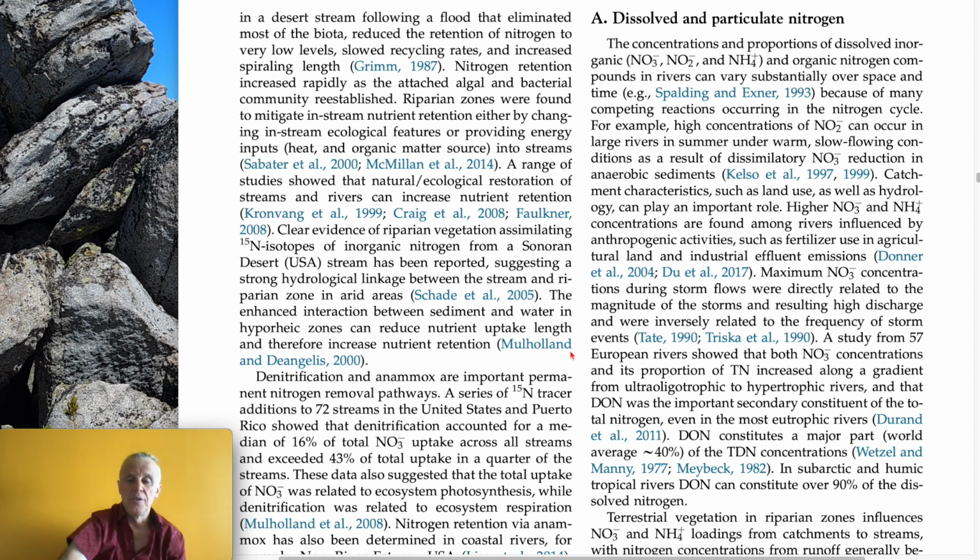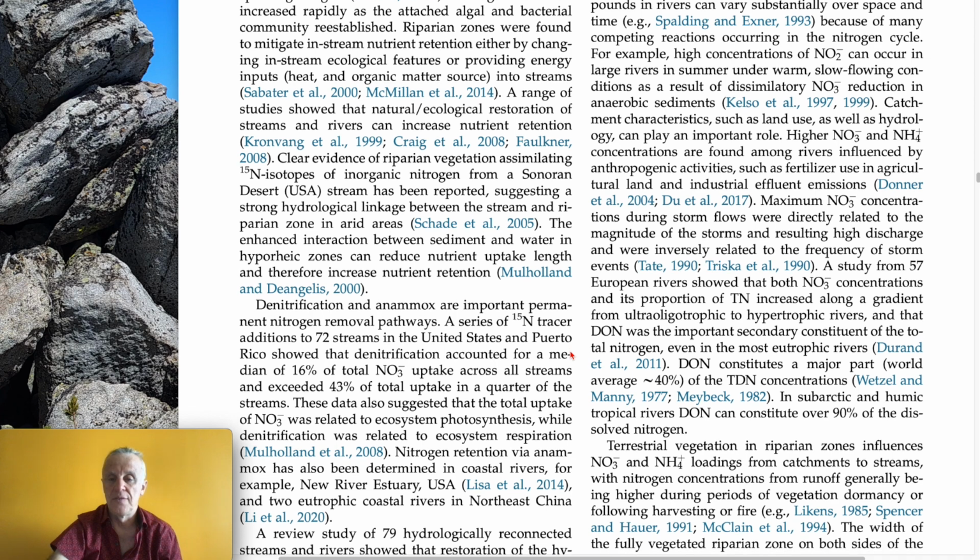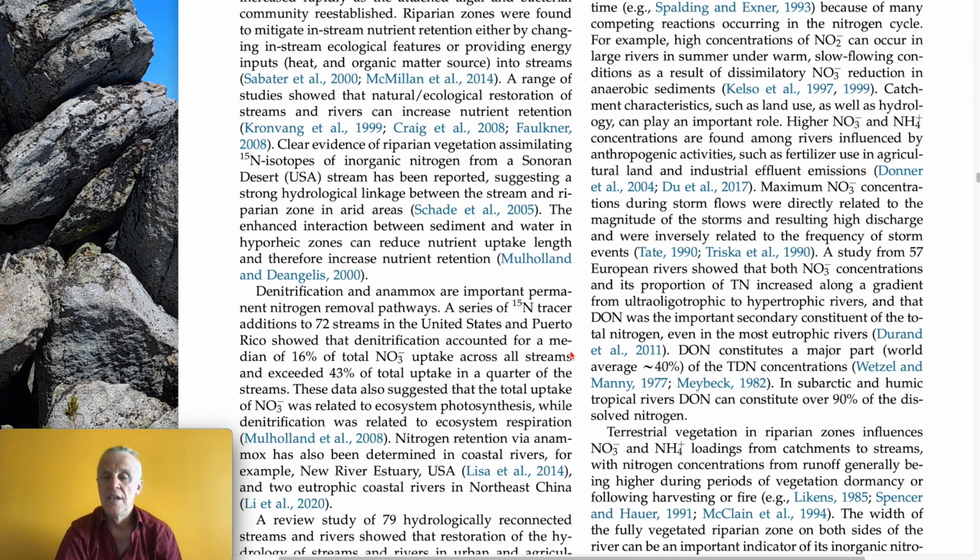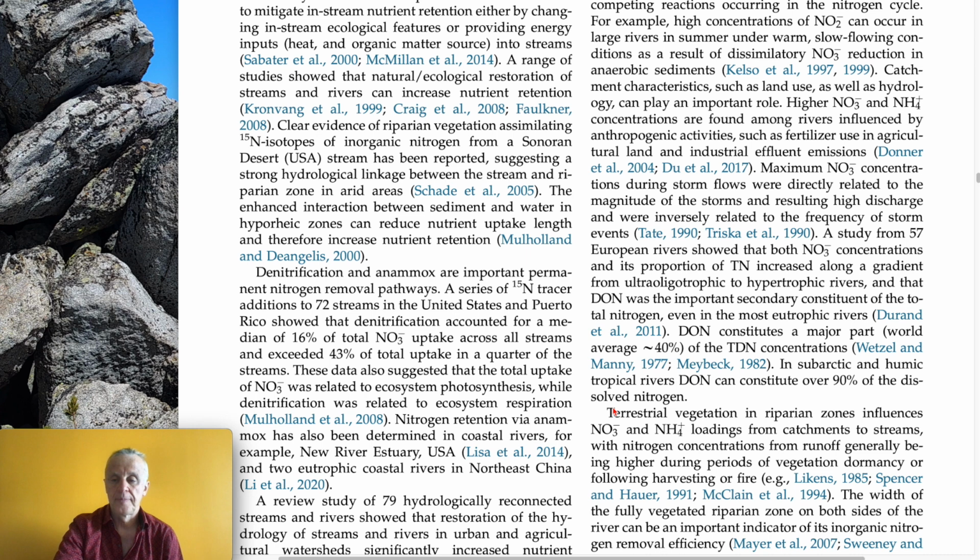Higher nitrate and ammonium concentrations are found among rivers influenced by anthropogenic activities such as fertilizer use in agricultural land and industrial effluent emissions. So we looked at that actually yesterday when we looked at the pattern of denitrification and nitrogen retention.